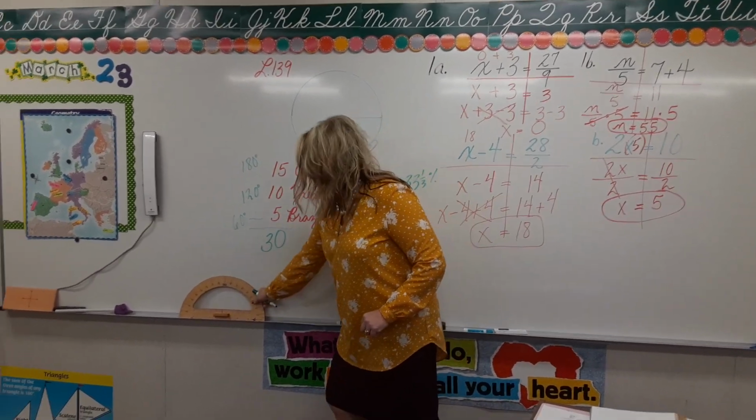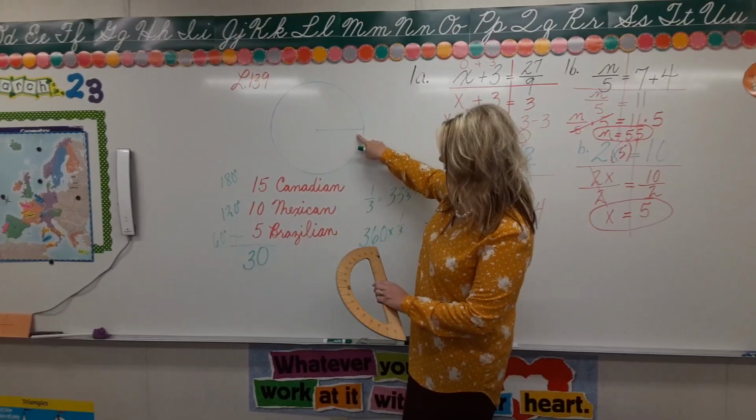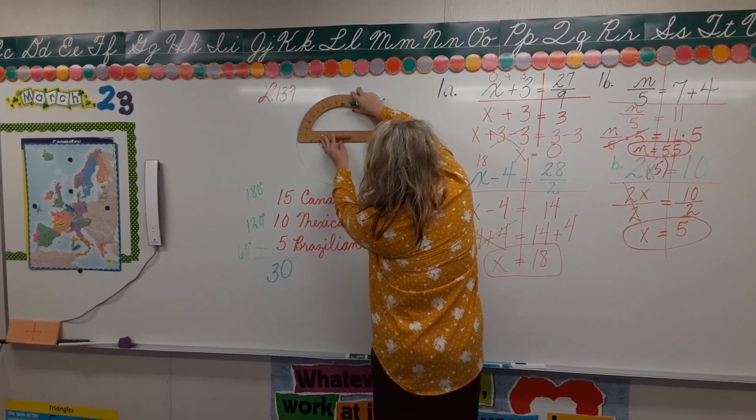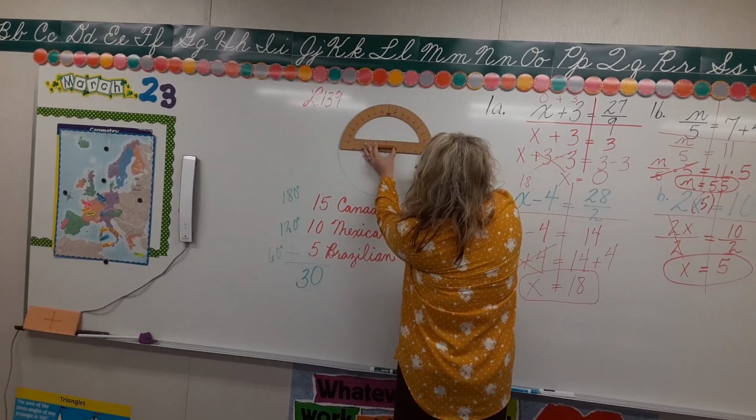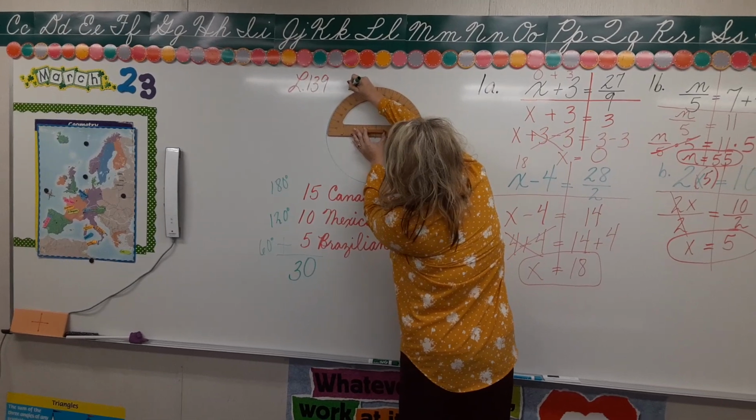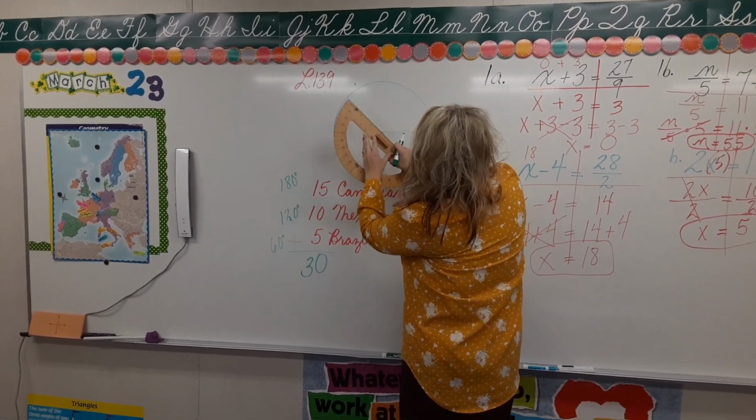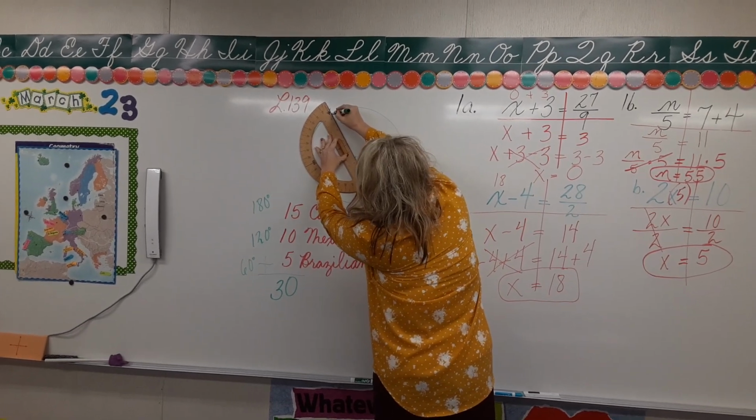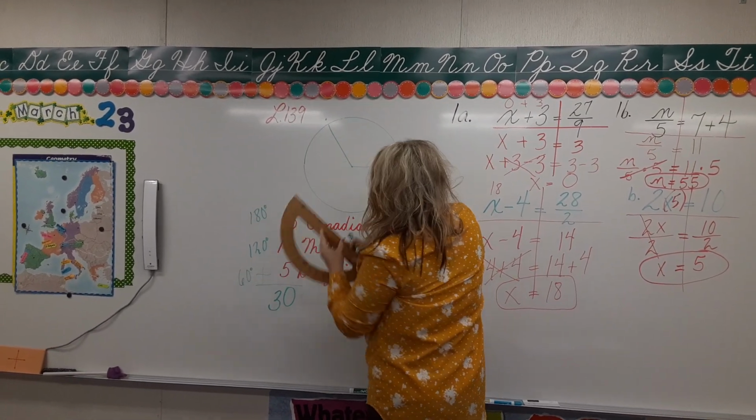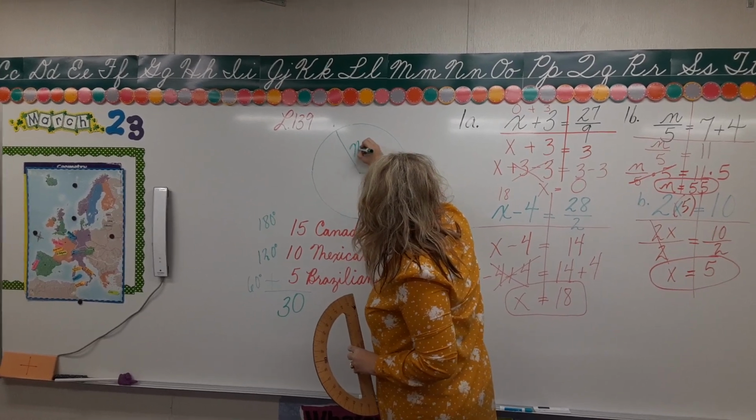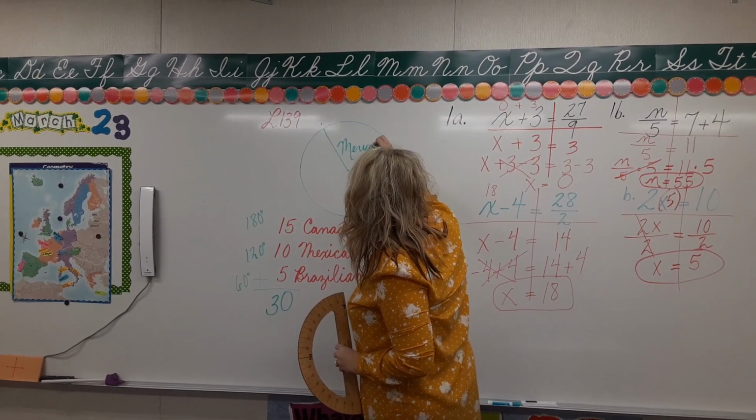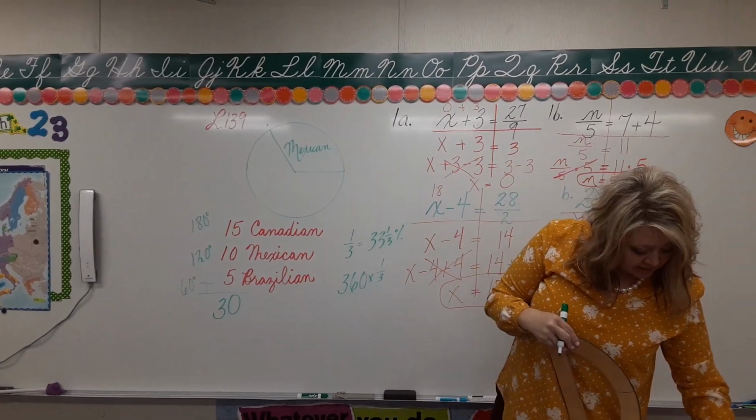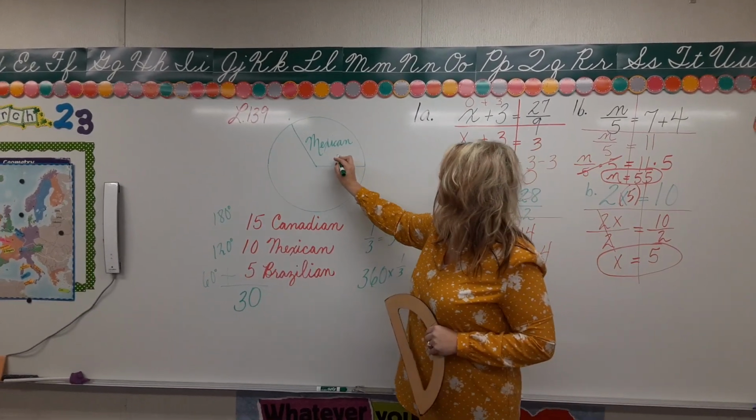When you are graphing this, draw your radius. And let's do 120 degrees first. We're going to set it up, align the vertex marker. Using your bottom scale, find 120 degrees, mark it, and then match up your vertex with the end of the circle. There's your first one. That's for the Mexican coins. And that was 120 degrees and 33 1/3%.